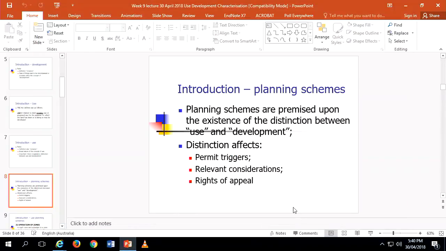So this fundamental test of development versus use is part of this fundamental control of what needs a permit and when, what might be considered in terms of the decision criteria, whether or not you've applied for use or development, and in fact whether you have rights of appeal.